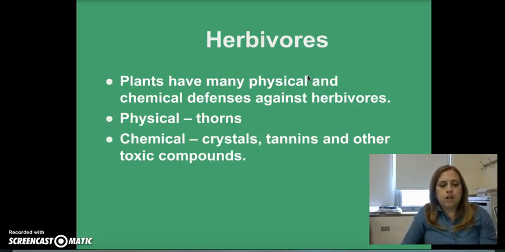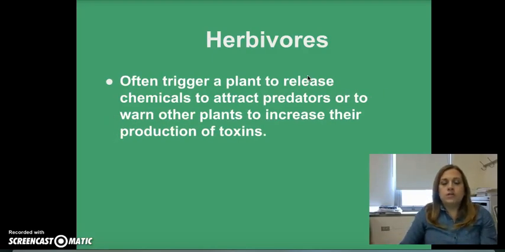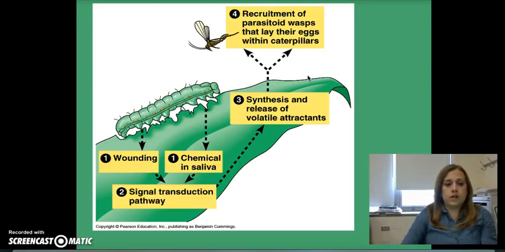All right, so now the last thing we're going to talk about is plant responses to herbivores. Plants have many physical and chemical defenses against herbivores. Keep in mind that if something's trying to eat a plant, the plant can't get up and move away from whatever's trying to eat it. So it has to respond in other ways. An example of a physical defense would be something like thorns. A chemical defense would be crystals or tannins or other toxic compounds, or even just compounds that make the plant taste really bad. Herbivores will often trigger a plant to release chemicals to attract predators or to warn other plants to increase their production of toxins.